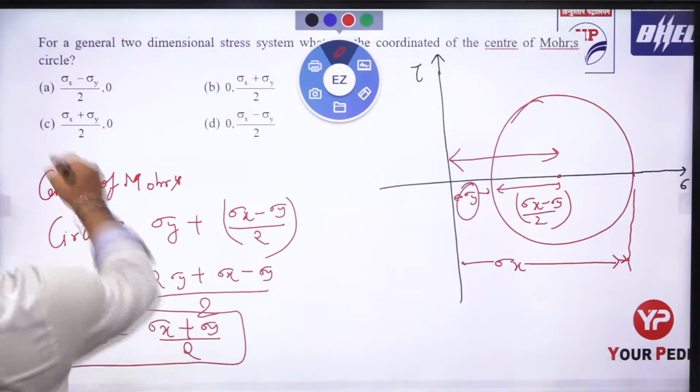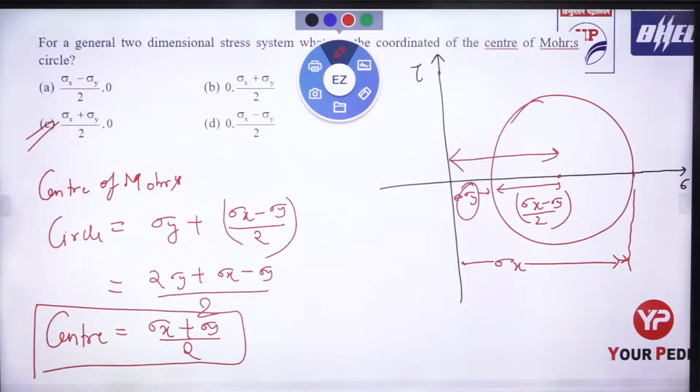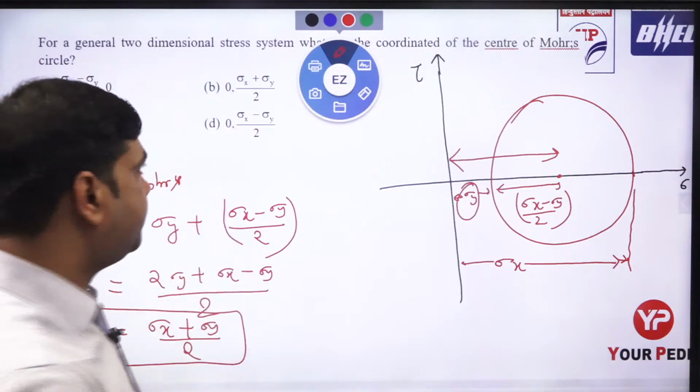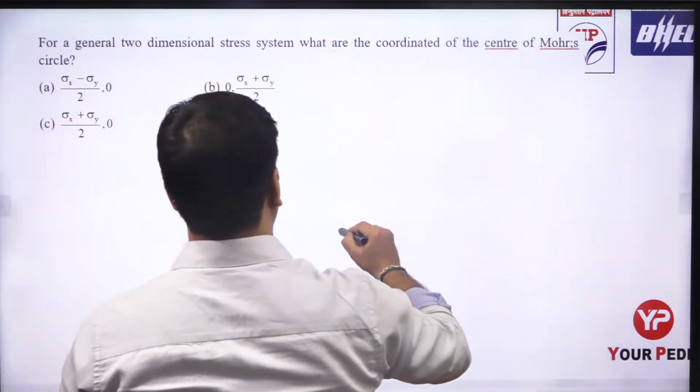So the answer is C. If it asks for the coordinates, tau equals 0 at that point, so sigma x plus sigma y divided by 2, comma 0. Is this clear to you now? Okay, let's switch to the next numerical.